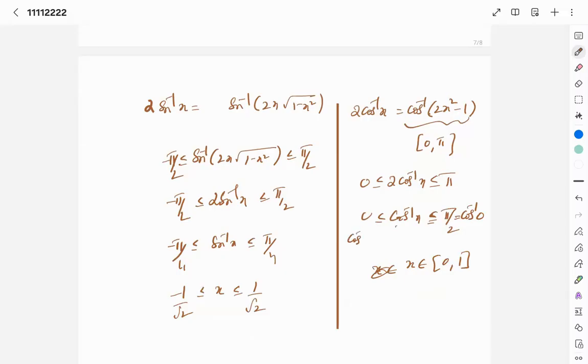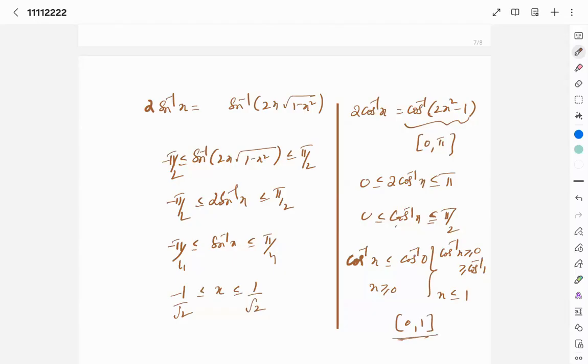You can write cos inverse 1 is greater than cos inverse x. Right? One minute, I'll write stepwise. Cos inverse x is less than cos inverse 0 means x is greater than 0. Cos inverse x is greater than 0, which is cos inverse 1, since cos 0 is 1. So x will be less than 1, since it is a decreasing function.